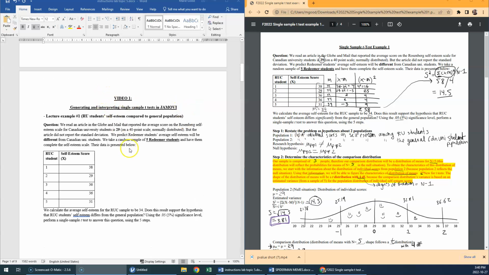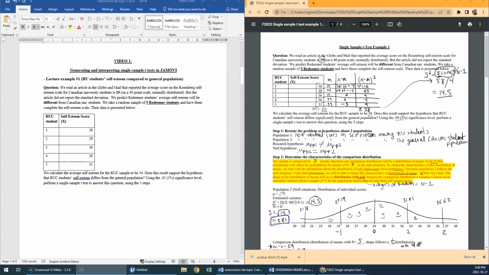Okay, for the first video here, I'm just going to show you how to generate and interpret single sample t-test data in Jamovi. We're going to walk through the lecture example that we did, the first single sample t-test example.